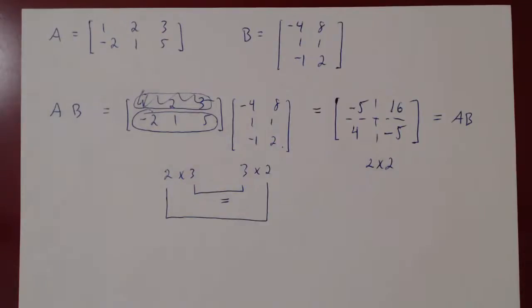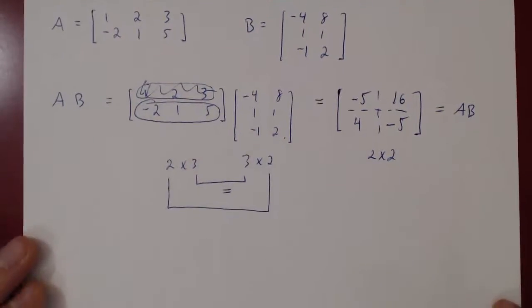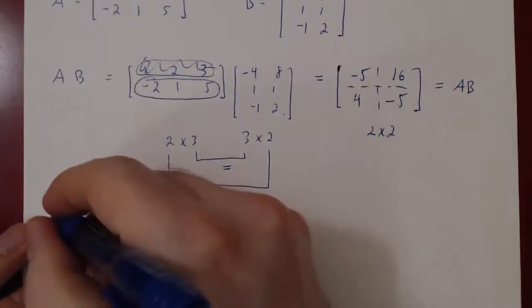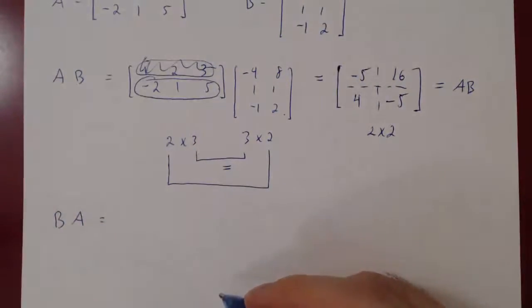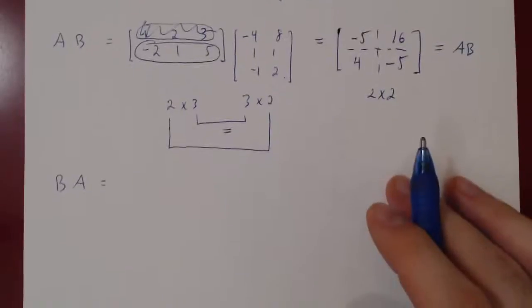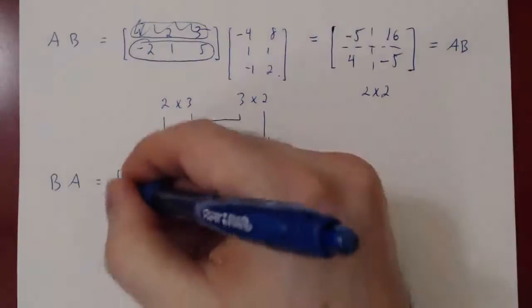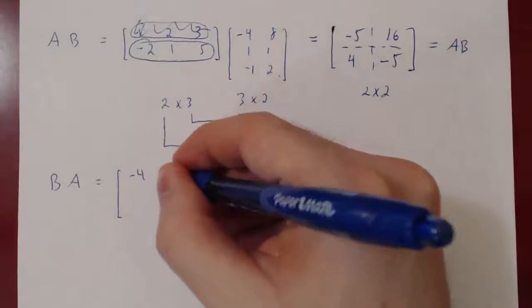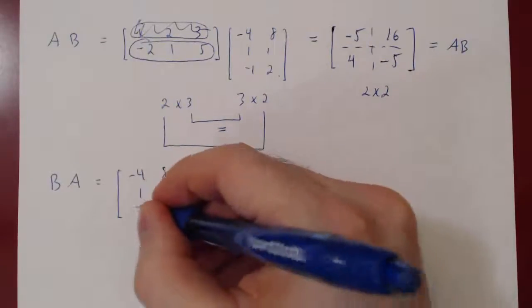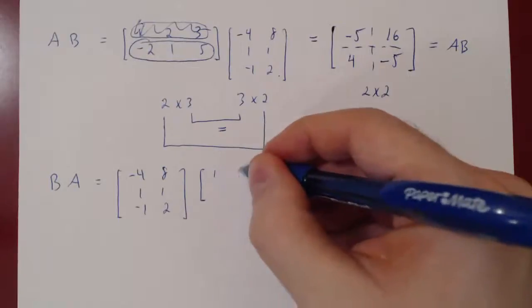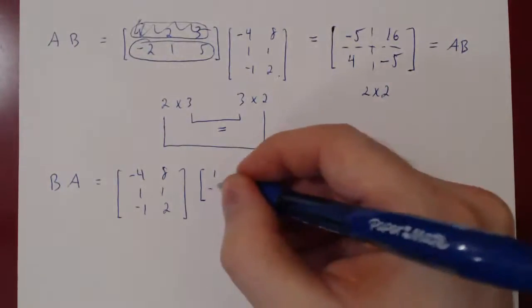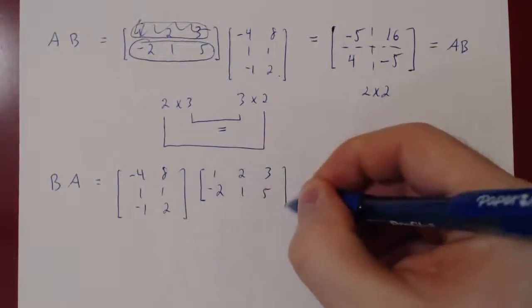Let us compute now B times A. Matrix B is right here. So negative 4, 8, 1, 1, negative 1, 2, times matrix A, 1, 2, 3, negative 2, 1, 5.